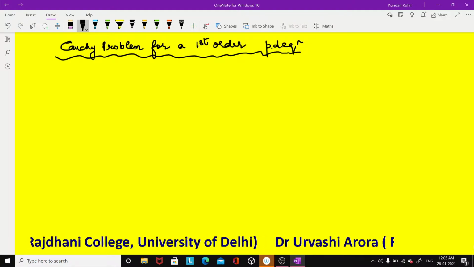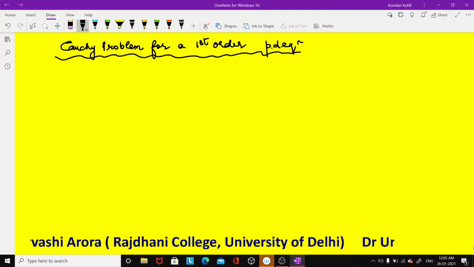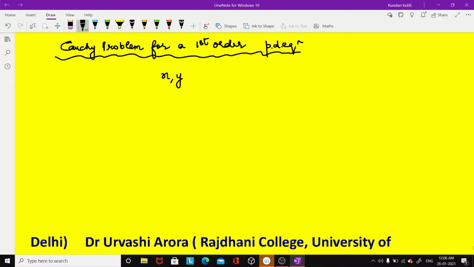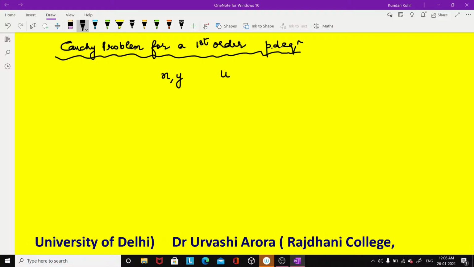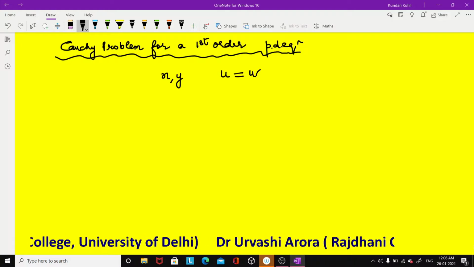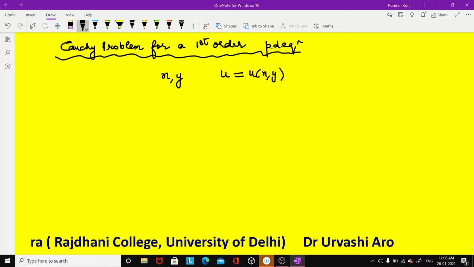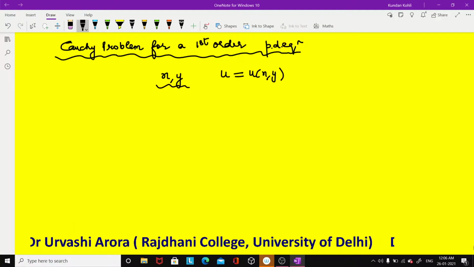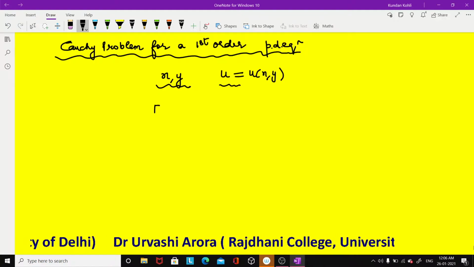Now, when you talk of a general first order partial differential equation, for the simplest possible case, that is when the number of independent variables is two, let's say x and y are the independent variables, and let's say u is a dependent variable, and u depends on the independent variables x and y, which means that u is a function of x and y. Then a general first order partial differential equation with two independent variables x and y and with one dependent variable u is somewhat like this.